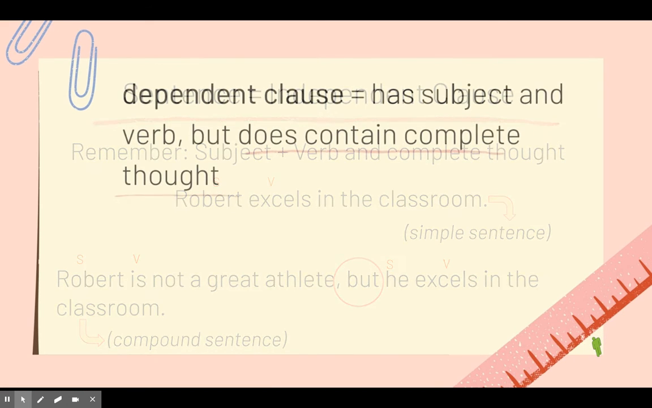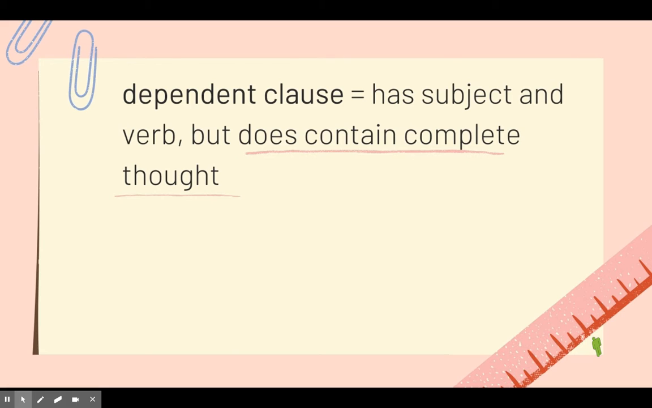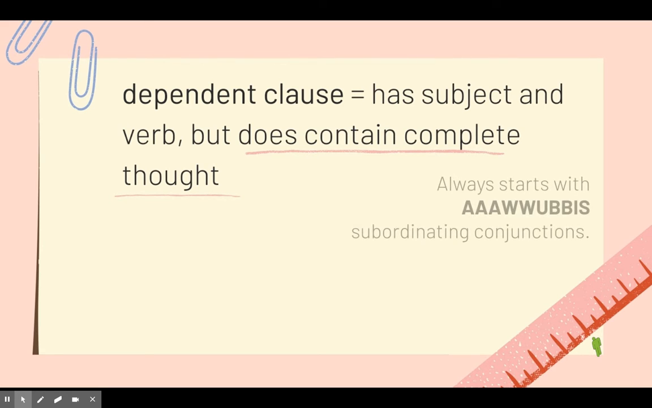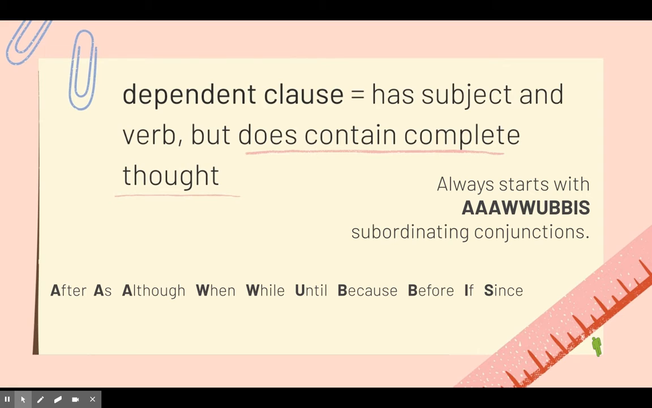You also have something called a dependent clause. It might have a subject and a verb, but it's not a complete thought. And dependent clauses always start with subordinate conjunctions, or you might know them as awubis words. Here are just a few subordinate conjunctions, awubis. So after, as, although, when, while, until, because, before, if, and since. So if you see something starting with any of these words, you know it's a dependent clause.